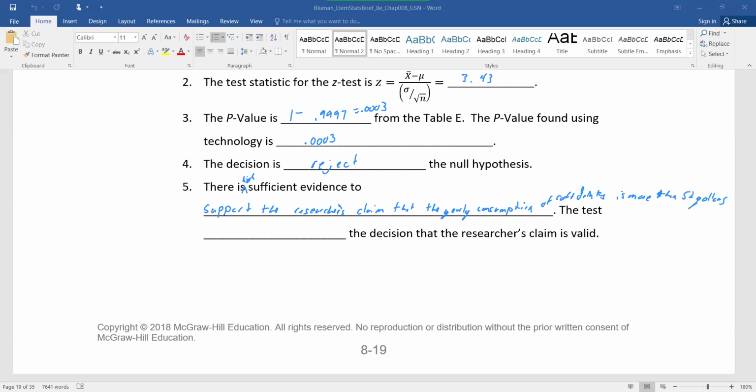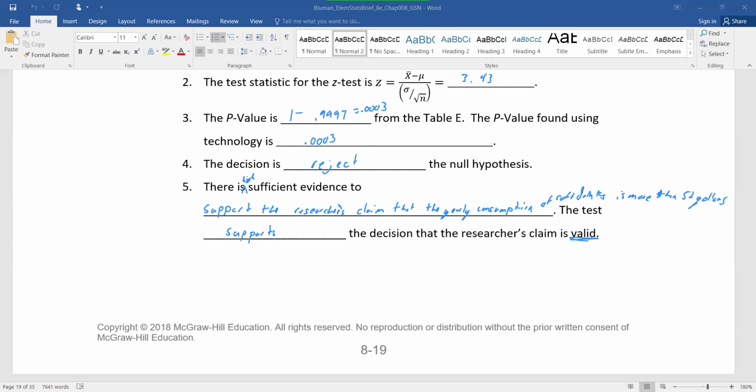So the test, again, I guess that's the same thing. The test supports the decision that the researcher's claim is valid. I think I would probably accept the word accept as well. That seems like those two are the same. Any questions on that then?